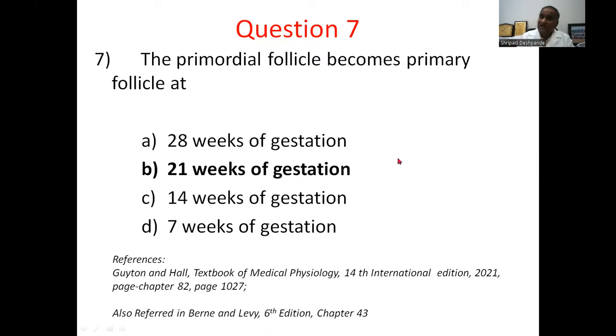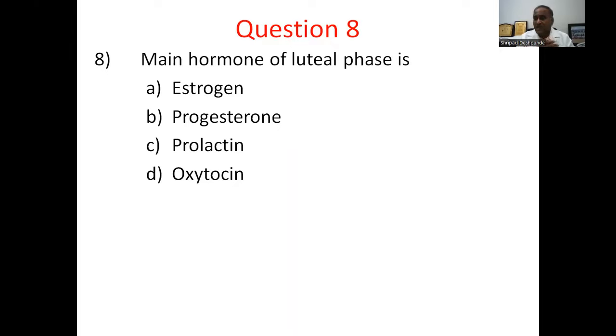So if it is the fifth month, then the answer is option B, 21 weeks of gestation. Fifth month means 5 into 4, 20, which means the 21st week is the nearest. If that is the thing, that's the correct response. So 28 weeks is not correct, and 14 and 7 are not correct. Moving on, because I have already given the reference. It's a sort of memorizing question. Neither Ganong nor Guyton will say precisely; they will say that the primordial follicles are converted into primary follicles. Then we'll go to question number 8.